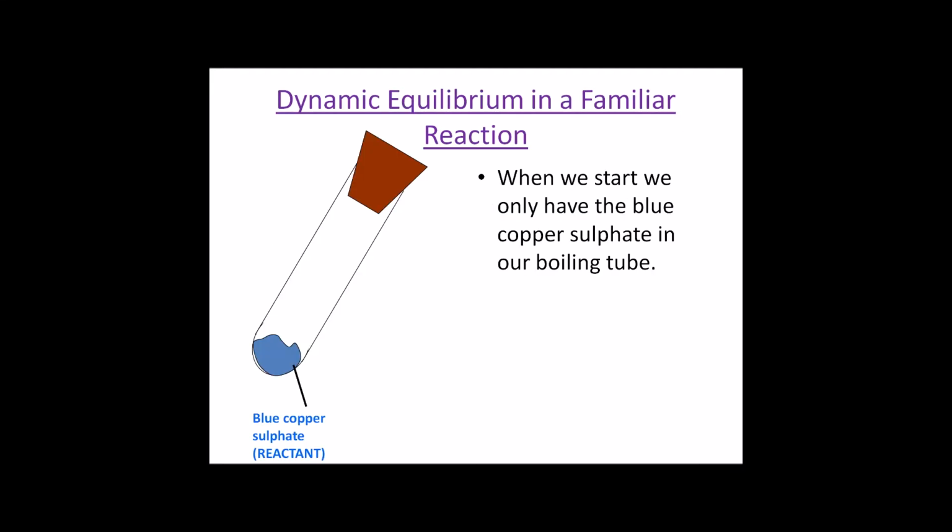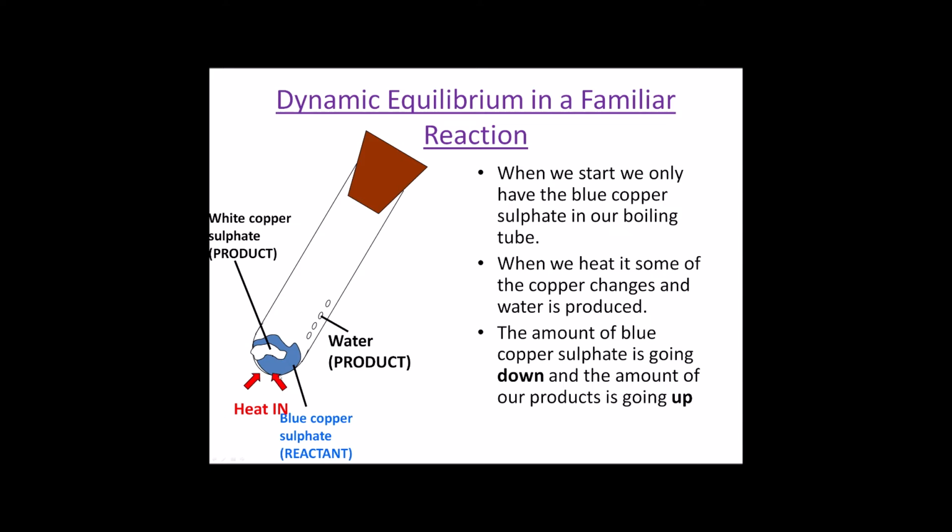Here's a little example. We've got our copper sulfate in the bottom of our test tube. We've put our bung inside it, and at the start we only have that copper sulfate in our boiling tube. When we start to heat it, some of the copper sulfate changes, and water is produced. So here we can see some of our blue copper sulfate is turned into our white copper sulfate, our anhydrous, and we've got some water being produced.